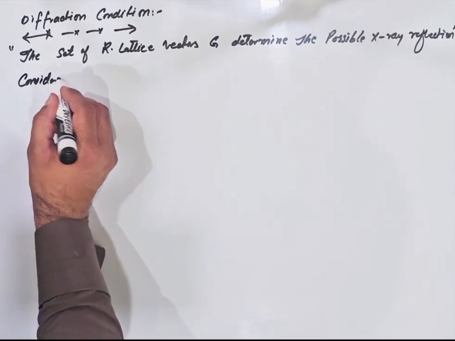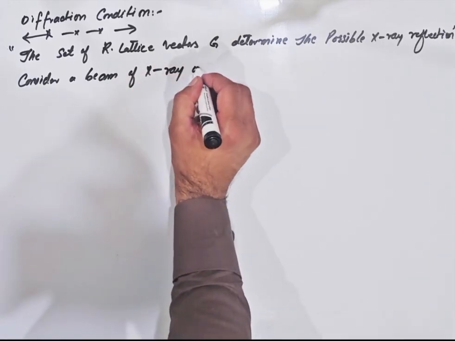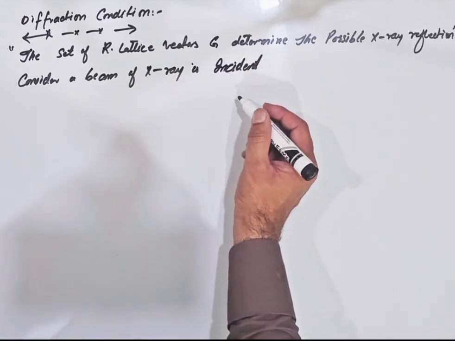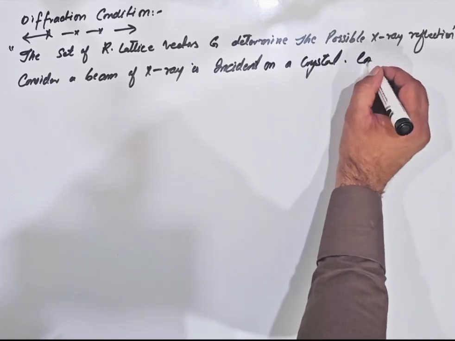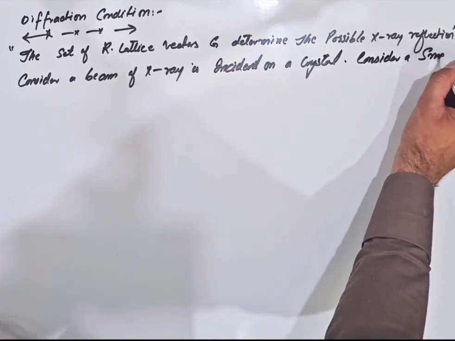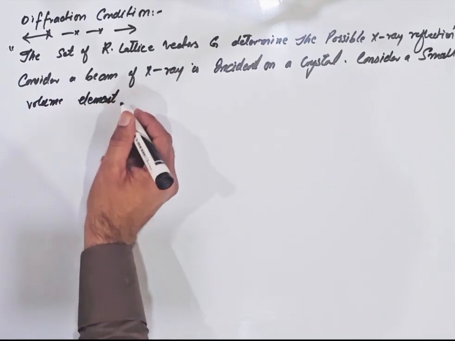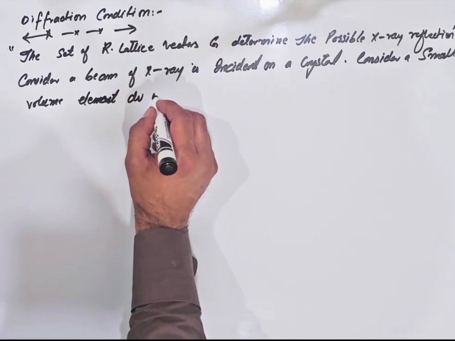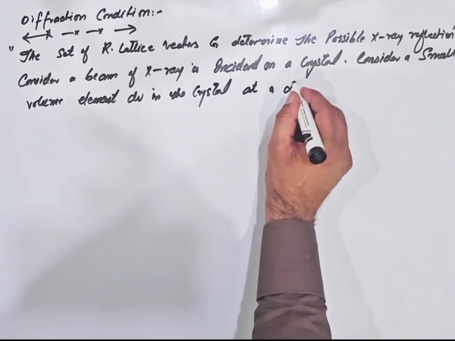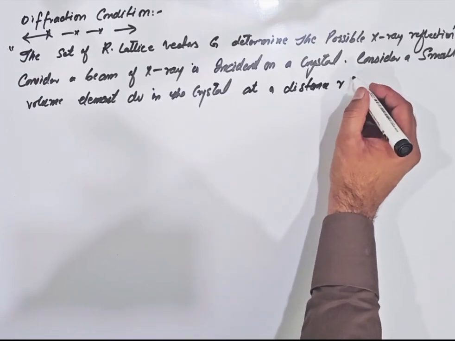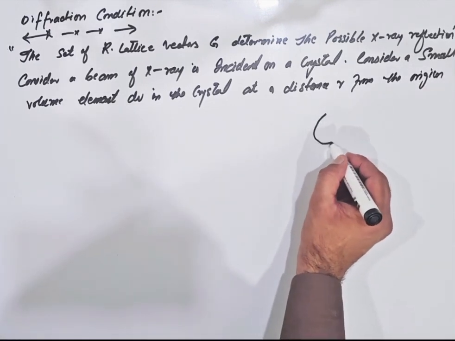Consider a beam of X-ray is incident on a crystal. Consider a small volume element dV in the crystal, at a distance r from the origin. This is the crystal specimen.